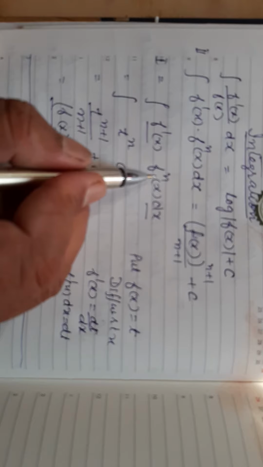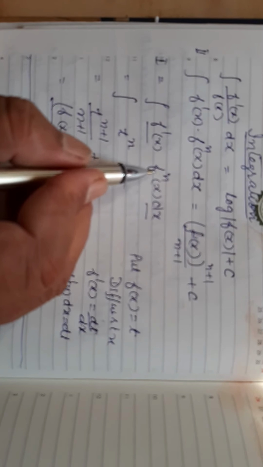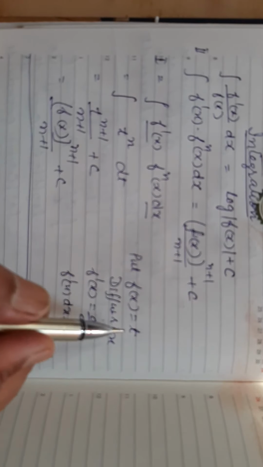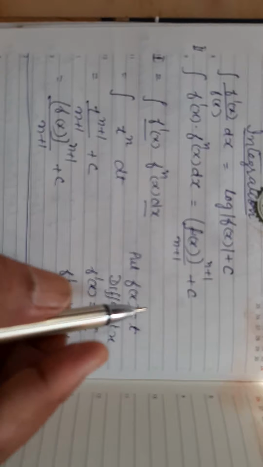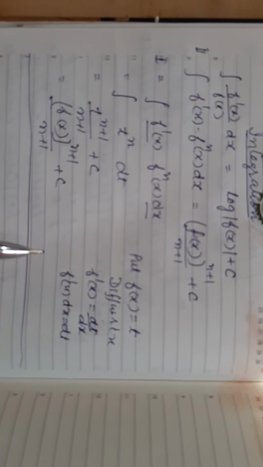So you have to see whose power it is; the function inside the power you substitute equal to t. If there is a square root, whatever is inside it, we put as t. If there is a log, we put that as t. For example, we are taking some example here now.